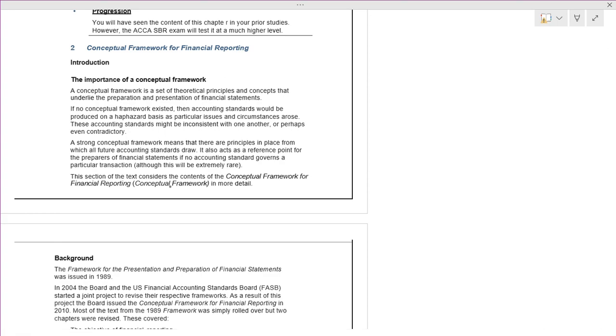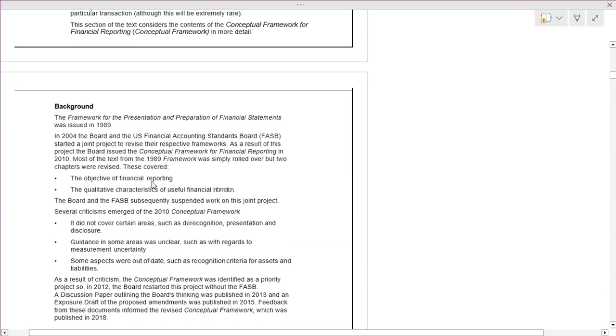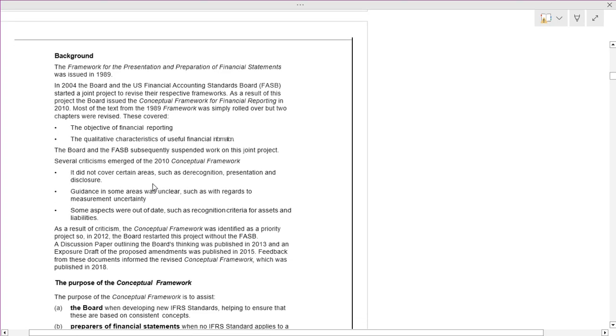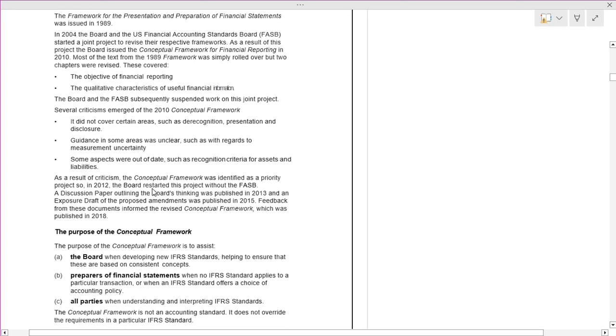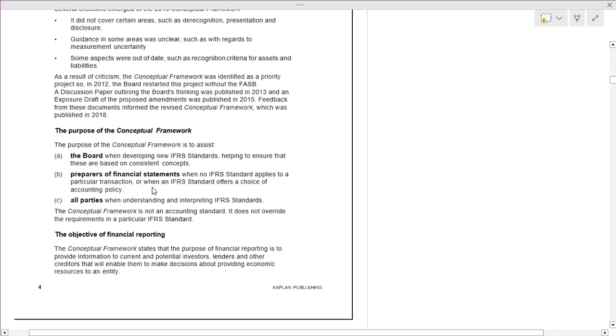What is the importance of the financial framework? You are talking in terms of the principles and concepts. A strong financial framework means there are principles in place by which all our future accounting standards will be driven. It is a reference point for the preparation. We are talking about the background, the financial information, and so on. What is the purpose? The purpose is to assist the board while developing the standards. There is one board which, universally all over the world, will make the financial reporting standards.